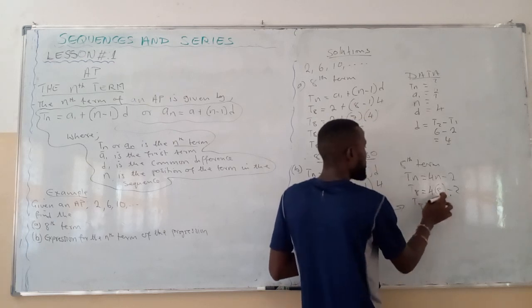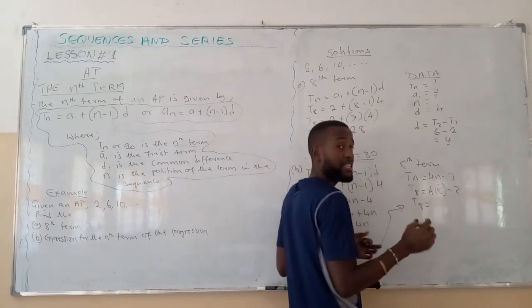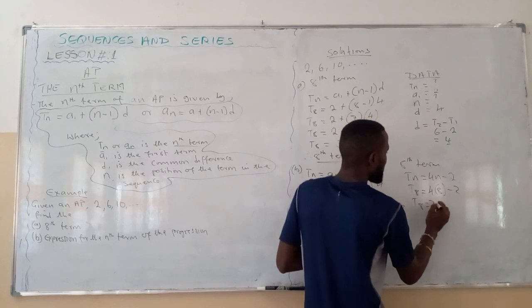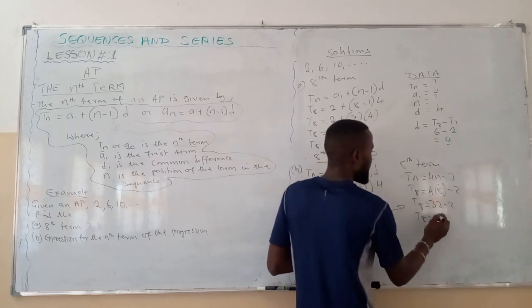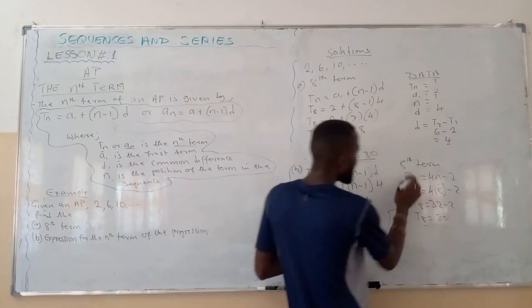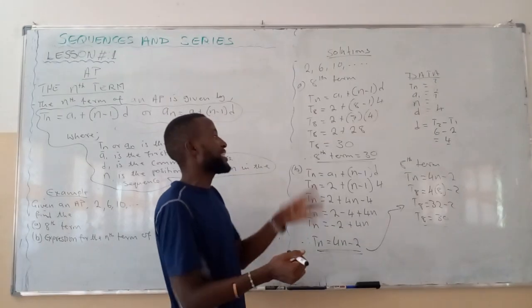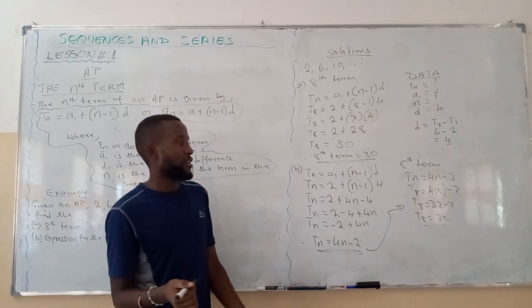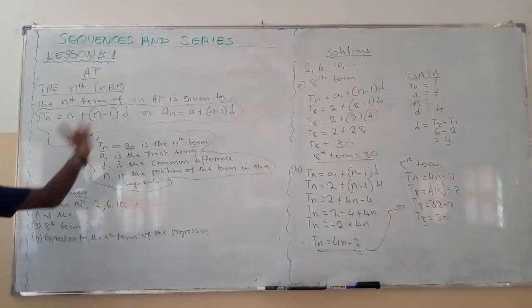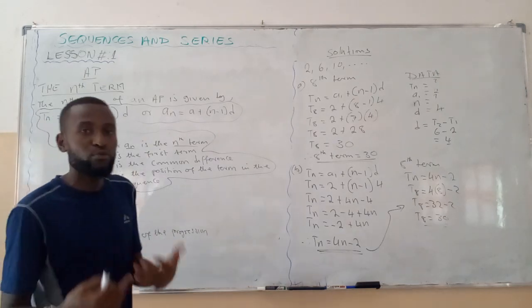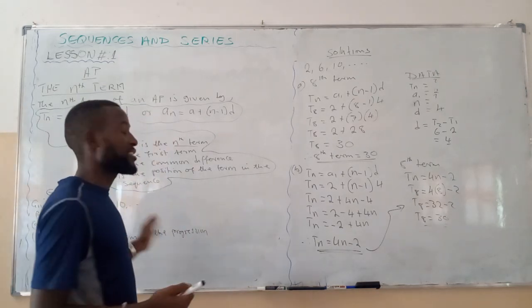T8 is equal to 4 multiplied by 8, which is 32. So we're going to say 32 minus 2. T8 is equal to 30. So using this formula, I can find any term that I've been asked to find. This formula only applies to this particular sequence. Don't use it in any other sequence because it will not work. But in this particular sequence, it will.